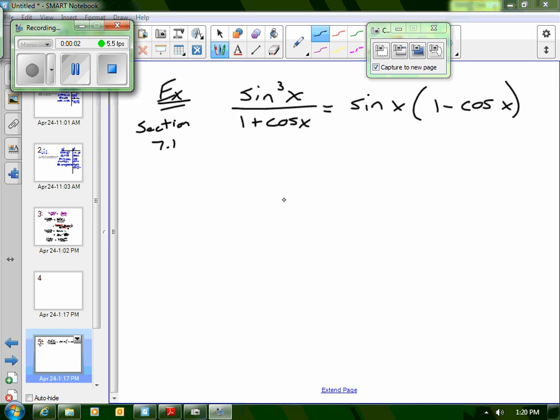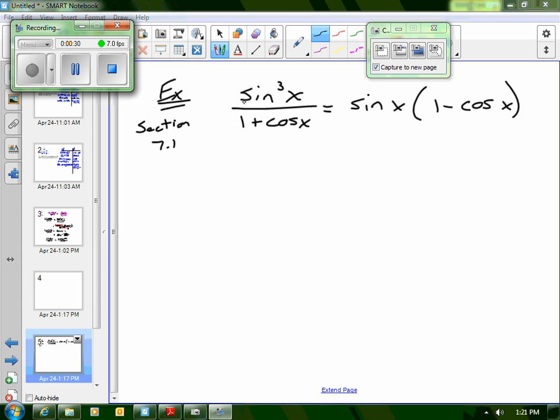Alright, I'm going to do another example here. This isn't in your book, this is just an example that I have that I'm going to work through. But I want to prove that sine cubed of x over 1 plus cosine equals sine of x times 1 minus cosine. I'm going to work with the left-hand side and try and see if I can get it to where it equals the right-hand side.